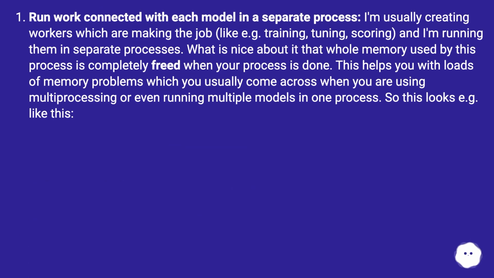Run work connected with each model in a separate process. I'm usually creating workers which are making the job, like e.g. training, tuning, scoring, and I'm running them in separate processes. What is nice about it that whole memory used by this process is completely freed when your process is done. This helps you with loads of memory problems which you usually come across when you are using multiprocessing or even running multiple models in one process. So this looks e.g. like this.